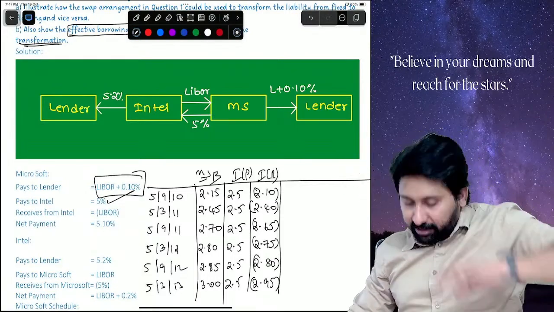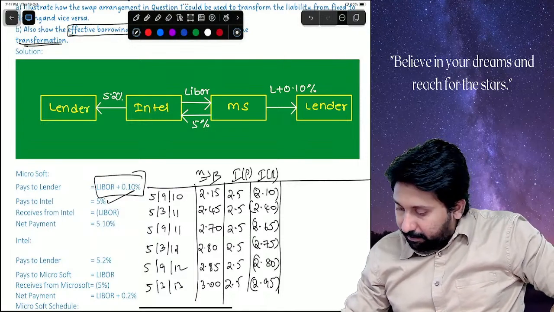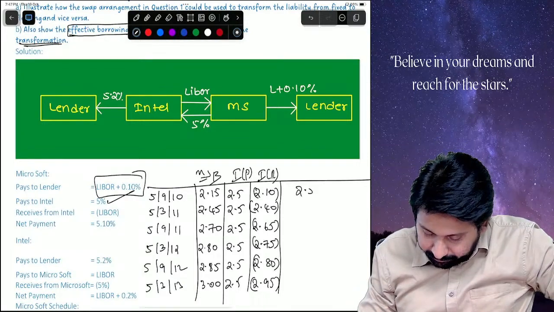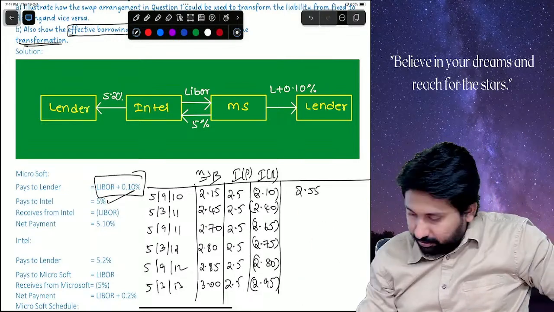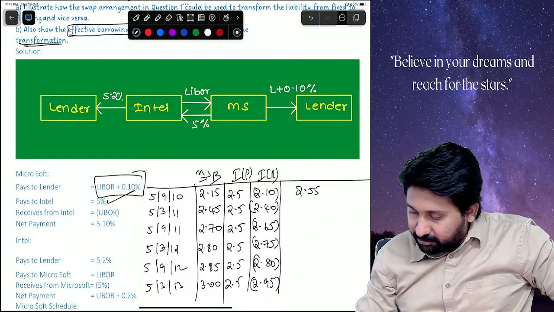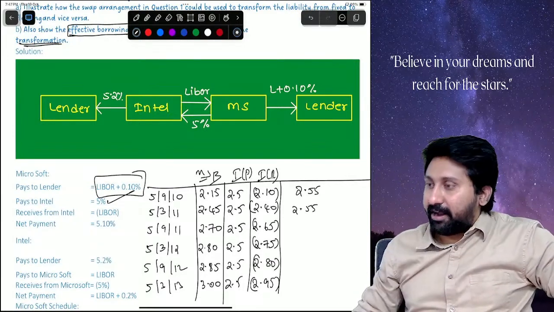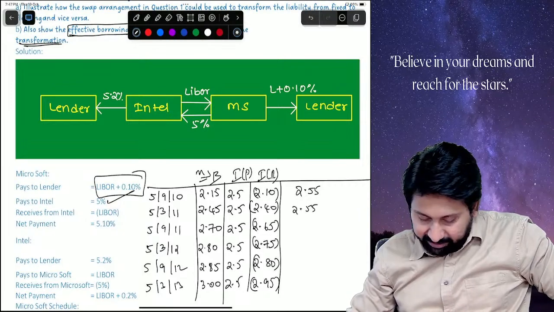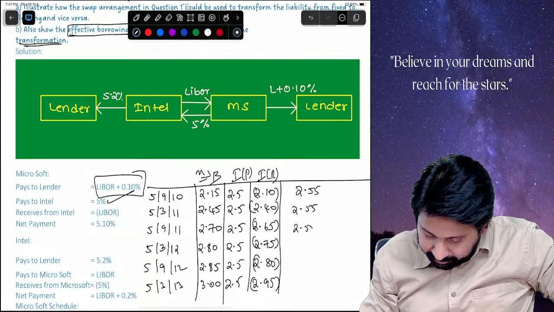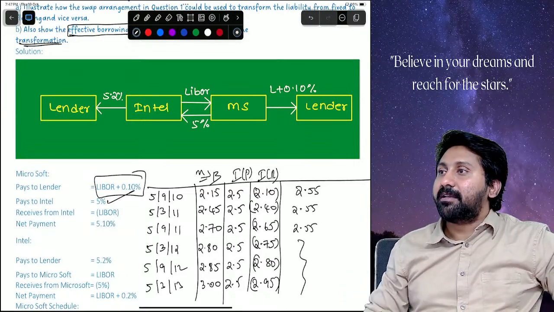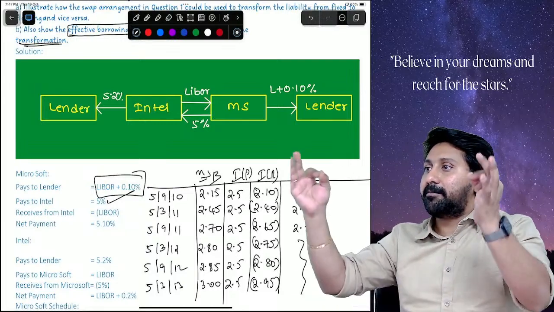Sir, everyone take calculator. 2.15 plus 2.5 minus 2.1. How much? 2.55. Correct? Next. 2.45 plus 2.5 minus 2.4. How much? 2.55. Next. 2.7 plus 2.5 minus 2.65. How much? Like this all the years. How much? That's all. My liability is transformed from floating to fixed. This is the beauty of swap.